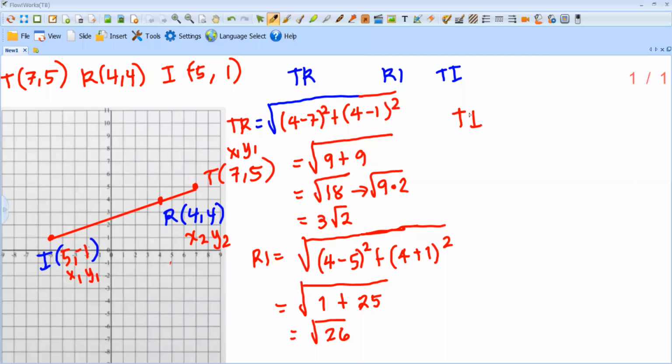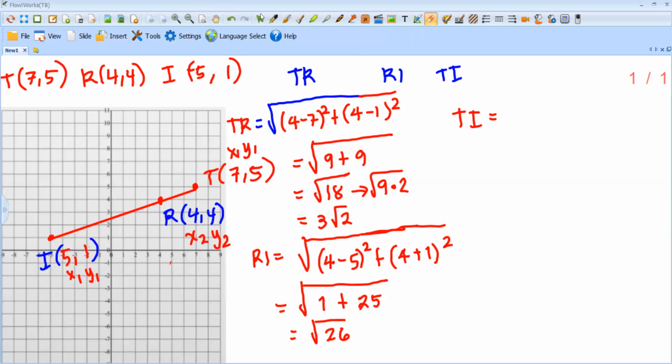For RI, it is 4 minus 5 and 4 minus minus 1, right? Sir, for RI, it's 4 minus negative 5, so it's going to be 4 plus 5. That's because of the negative 5. Yes. Okay, let's go back.